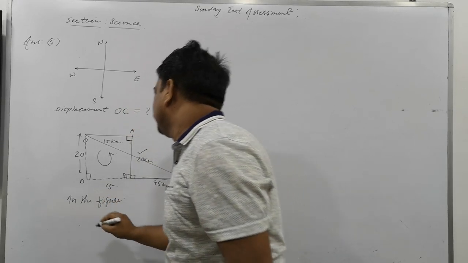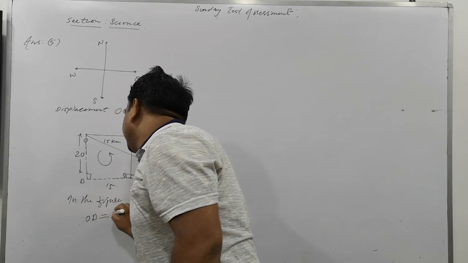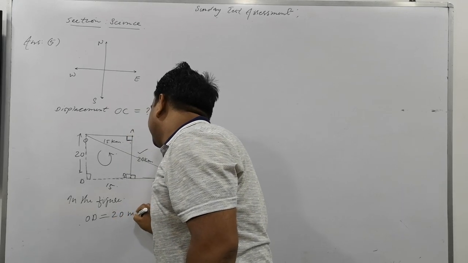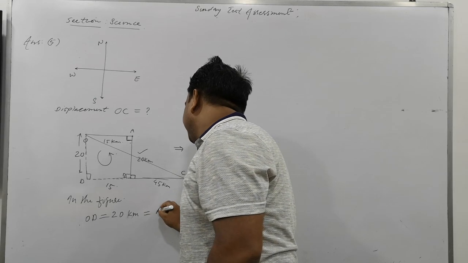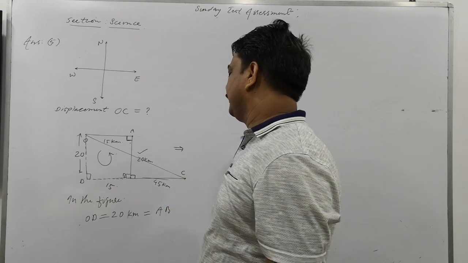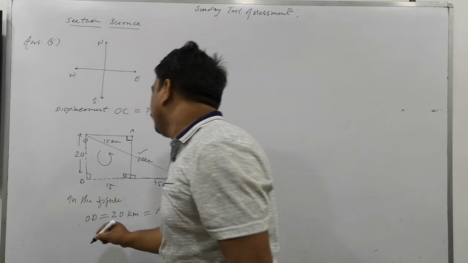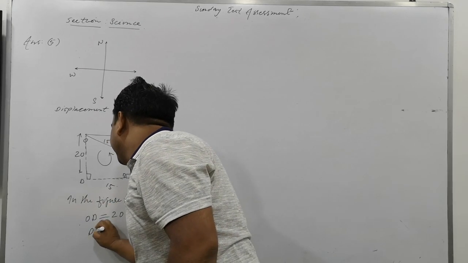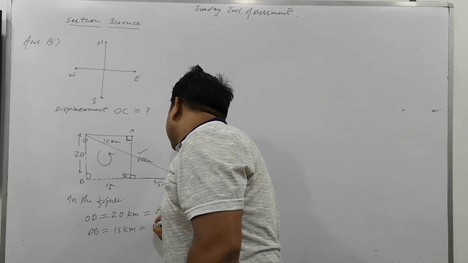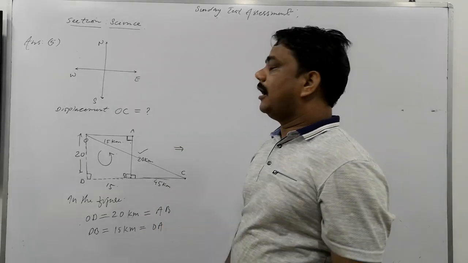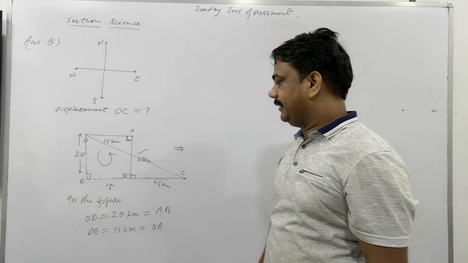In the figure, what is OD? OD is equal to 20 kilometer, equal to AB. Why? Everybody knows this. Okay? And see the next, DB is equal to 15 kilometer, equal to OA. Why? Opposite sides in rectangles are equal.